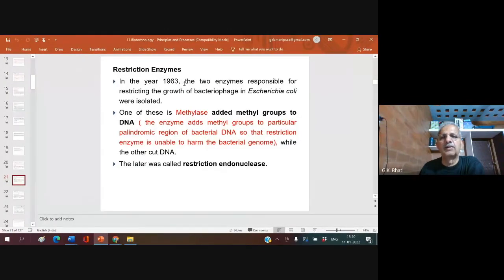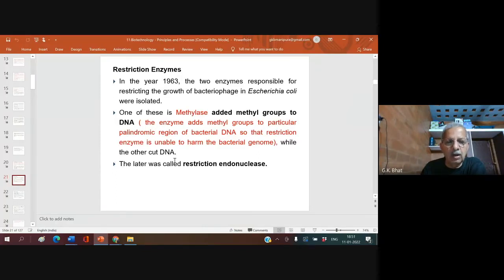In the year 1963, the two enzymes responsible for restricting the growth of bacteriophage in Escherichia coli were isolated. One of these is methylase, which adds a methyl group to DNA. They have not mentioned the enzyme name in the NCERT book. The enzyme adds a methyl group to a particular palindromic region of bacterial DNA so that the restriction enzyme is unable to harm the bacterial genome. Why is this methyl group added? To see that the enzyme is not harming the bacterial genome, while the other cuts DNA.